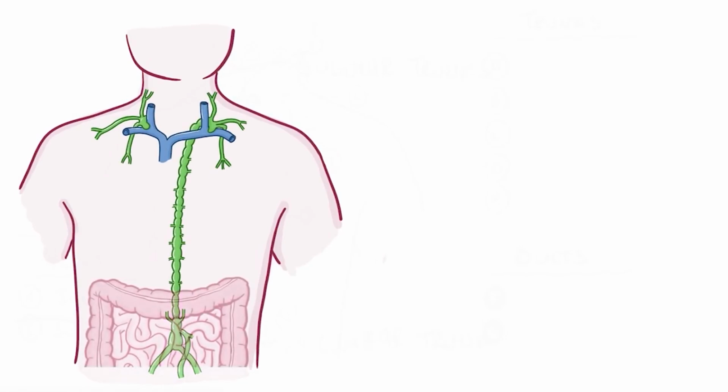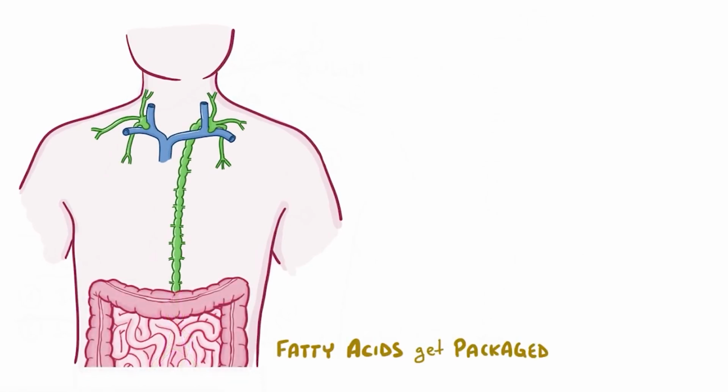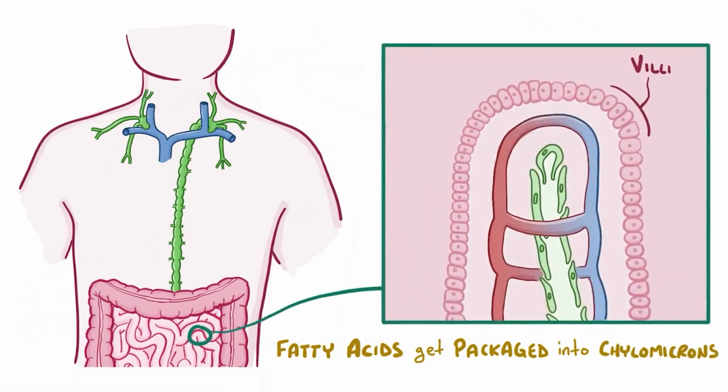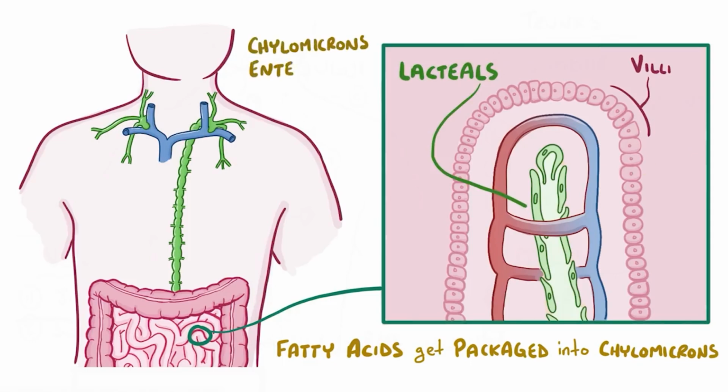For example, during a meal, fatty acids get packaged into balls of fat called chylomicrons by the small intestine. But just like the hormones, these are too big to move across capillaries. Instead, the chylomicrons go into special lymphatic vessels called lacteals, which get their name from the fact that the lymph that flows through them looks like milk. The chylomicrons slowly make their way up into the thoracic duct and get dumped into the venous blood.